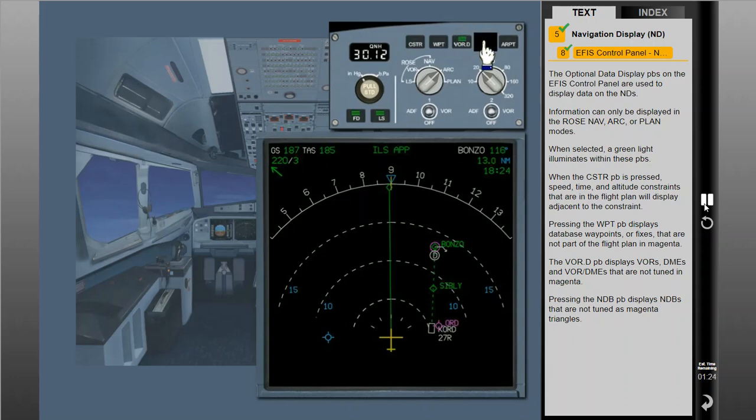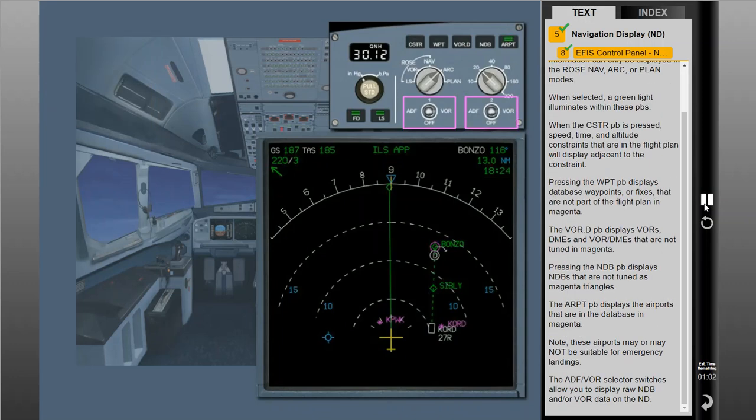Pressing the NDB push button displays NDBs that are not tuned as magenta triangles. The Airport push button displays the airports that are in the database in magenta. Note these airports may or may not be suitable for emergency landings.